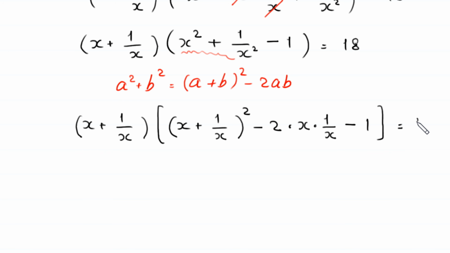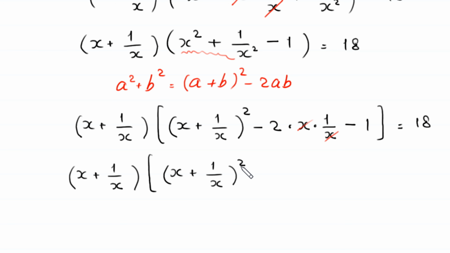is equal to 18. Now this x will be cancelled out with this x, and this expression at the left hand side will become x plus 1 over x times x plus 1 over x whole squared. This negative 2 minus 1 will become negative 3 is equal to 18.